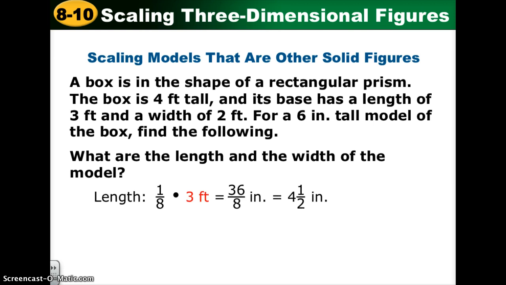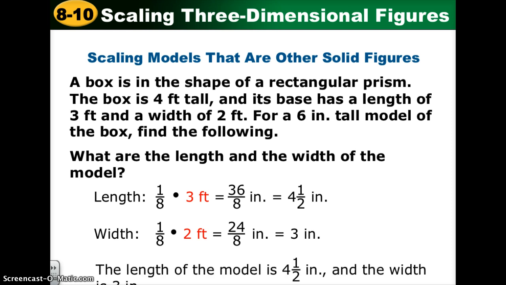So we use our 1/8 and we multiply it by the size of the original shape. But if you remember, the 1/8 is all in inches. So we need to convert 3 feet to inches first, which is 36. 36 times 1/8 is the same as taking 36 divided by 8, which is 4.5 inches. 2 feet for the width converts to 24 inches. 24 divided by 8 is 3 inches. The length of the model is 4.5 inches and the width is 3 inches. I know that's cut off on your screen.